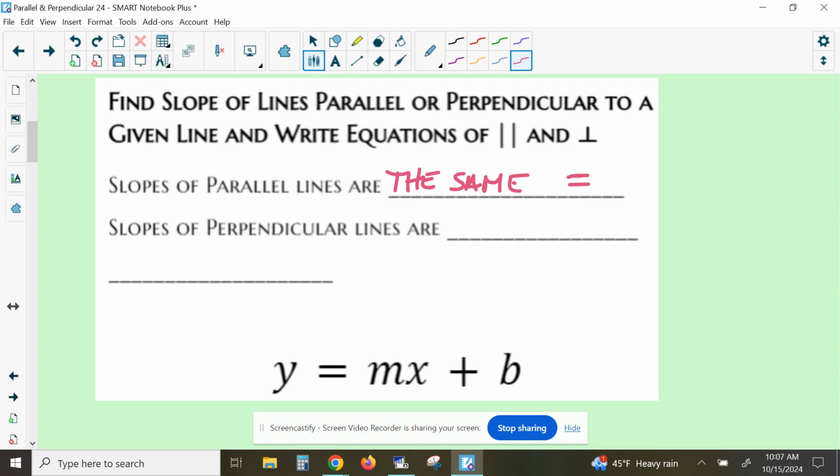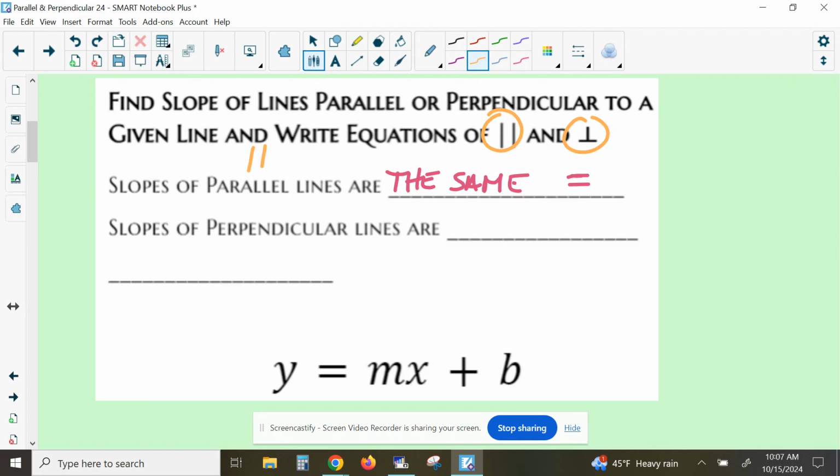Perpendicular lines. Perpendicular lines cross at a 90-degree angle, right? And we know our symbols for these. Make sure you know your symbols for parallel and perpendicular so that you don't have to write out the words over and over, because both words are annoying to write, right? Parallel lines have a symbol of two little lines. It could be straight up or a little bit slanty.